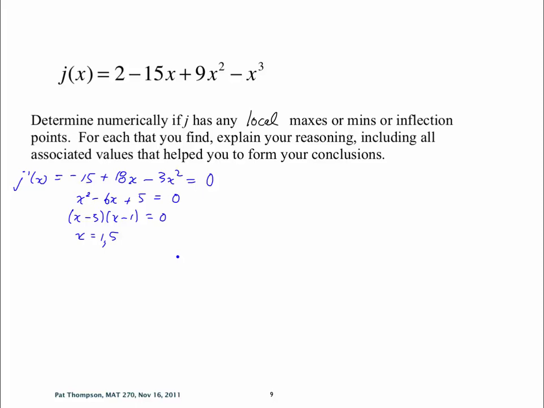Figure out. How am I doing? Okay, he said I could plug in values near those into the original function. That would work. That could work. I want to use the derivative though to do it.